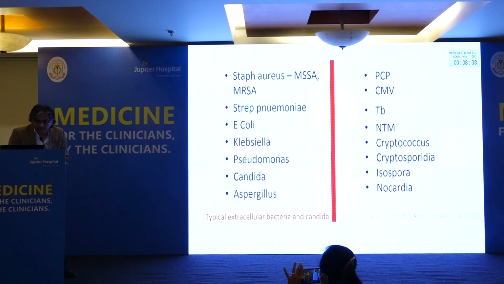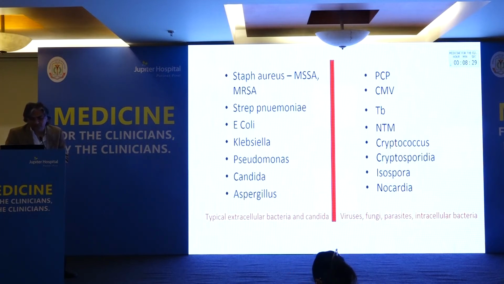So in HIV positive patients we get viruses, fungus, parasites, intracellular bacteria, whereas in the neutropenic patient you get these extracellular bacteria and the candida, right? And also if you think, this kind of demarcation helps in the post-solid organ transplant patient as well, where somebody is post-renal transplant or post-liver transplant.